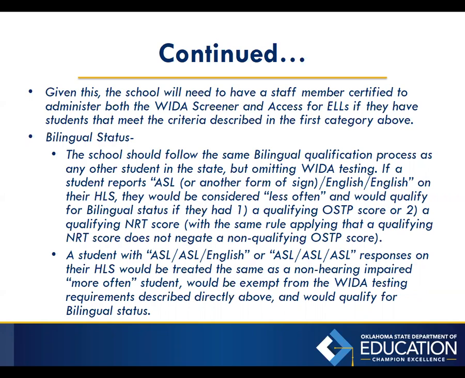A student with ASL, ASL, English, or ASL, ASL, ASL responses on their home language survey would be treated the same as a non-hearing impaired more often student, would be exempt from the WIDA testing requirements described directly above, and would qualify for bilingual status. So they would be treated just like another more often student, but they wouldn't be held to the WIDA testing standard.